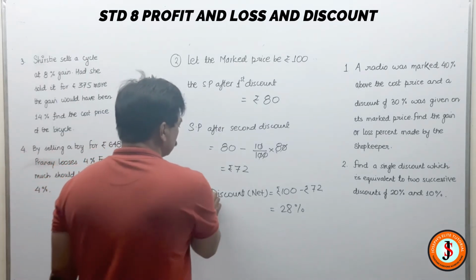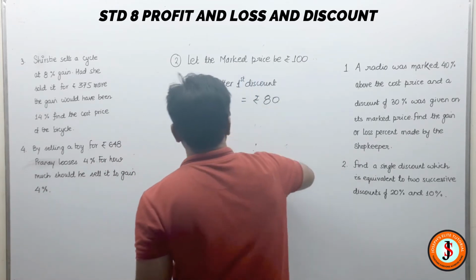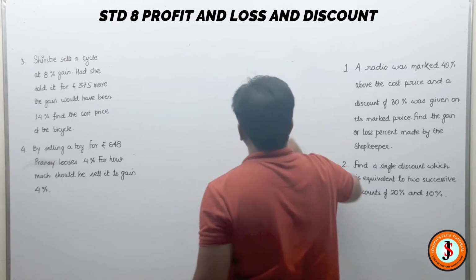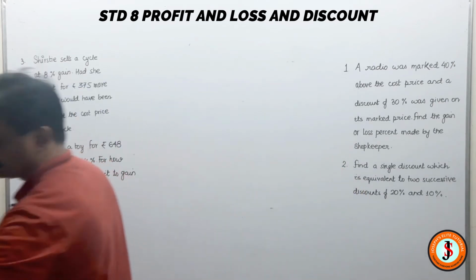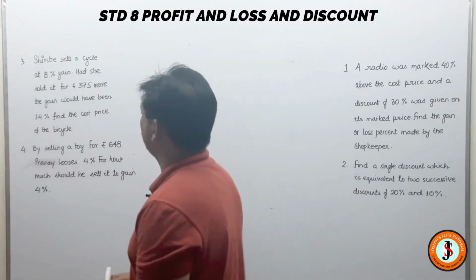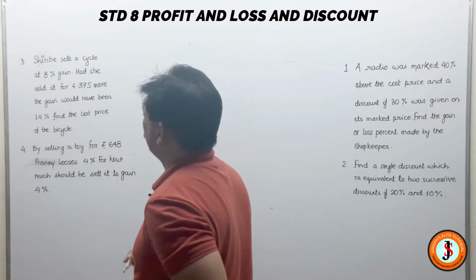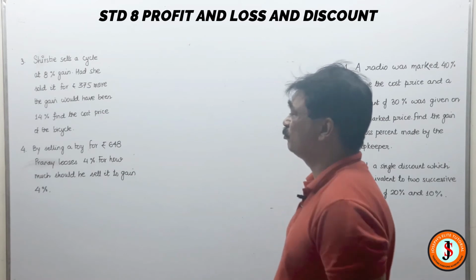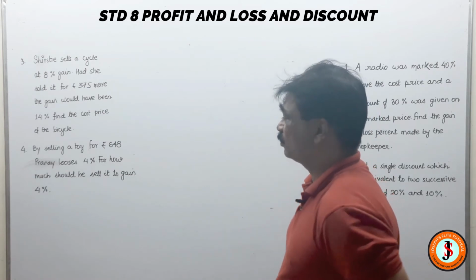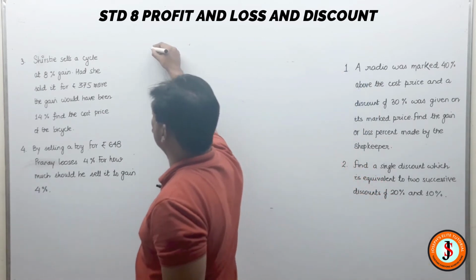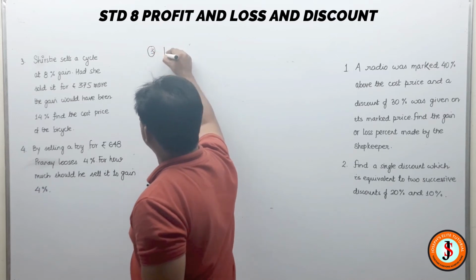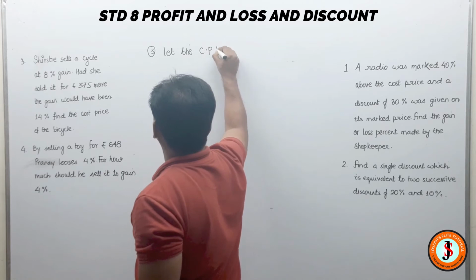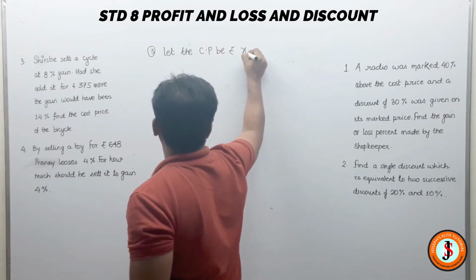Now let us go to some profit and loss question and have a look at what is there to be offered. So here Srishti sells a cycle at 8% gain. Had she sold it for rupees 375 more, the gain would have been 14%. Find the cost price. There is a very fast method to do it. Let the CP be rupees X.